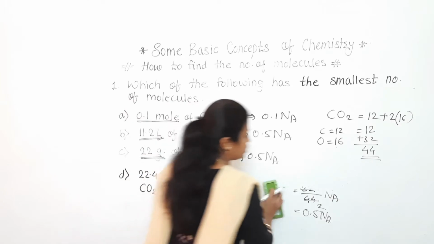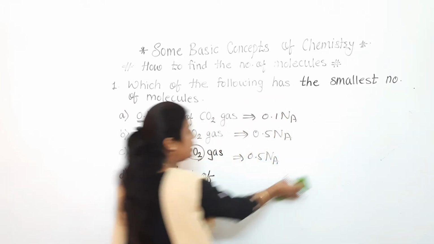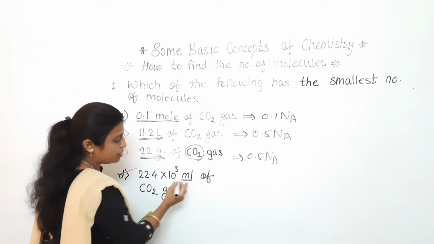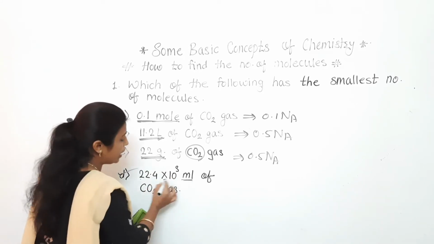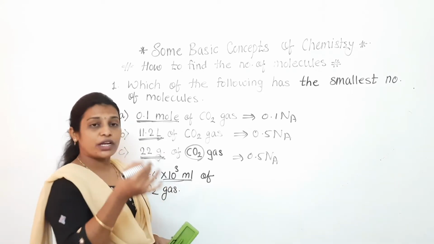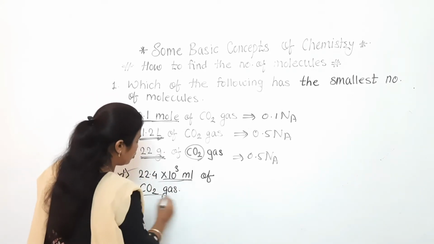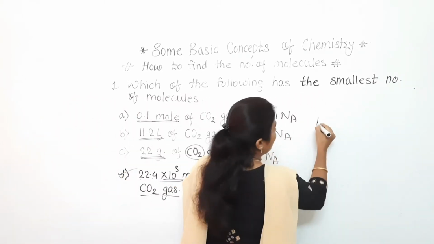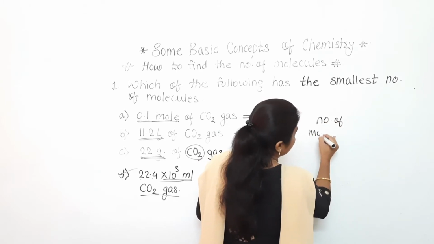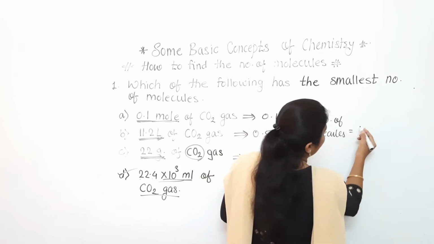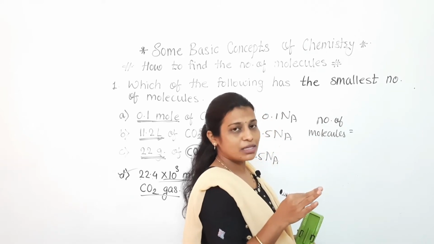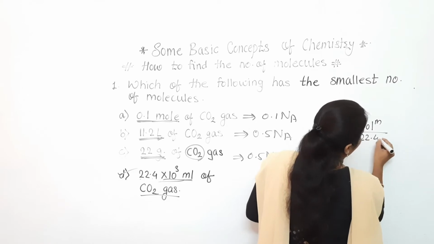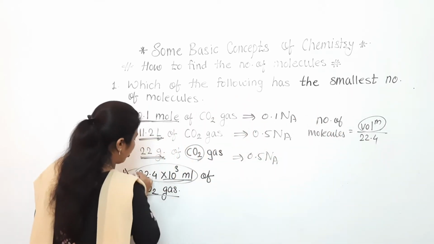Clear to everyone? Now see, the last option remains to discuss. In that fourth option what have they given? They have given ml, means volume is given but it is in ml. So 22.4 into 10 raised to 3 ml of CO2 gas. In this way the same formula we have to use. Which one is the formula? Number of molecules is equal to number of moles. How to find out the number of moles regarding volume? That is the volume divided by 22.4. We will prefer to convert this quantity into liter.